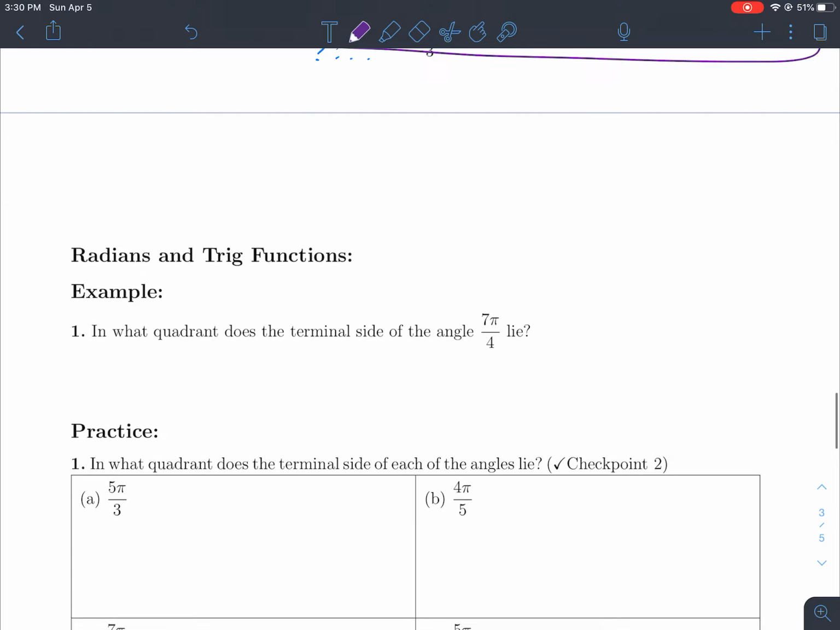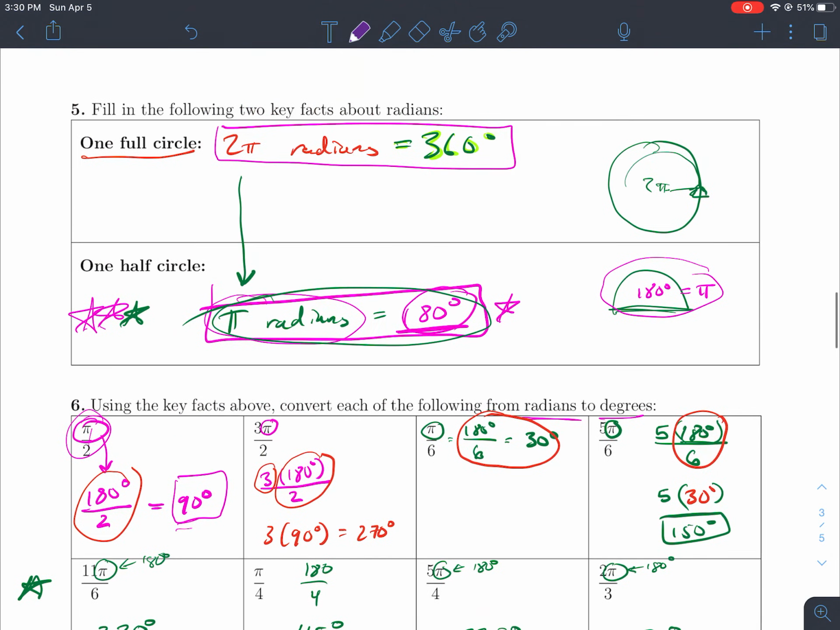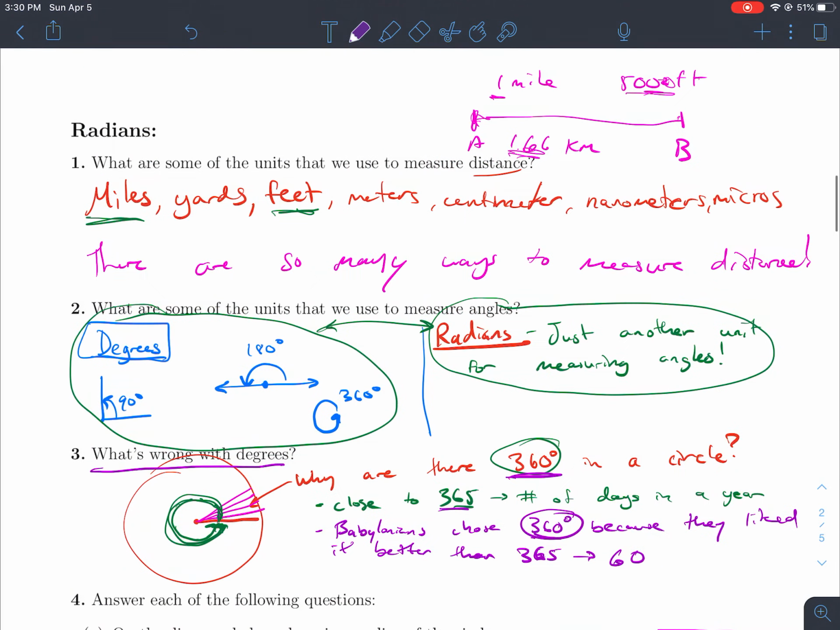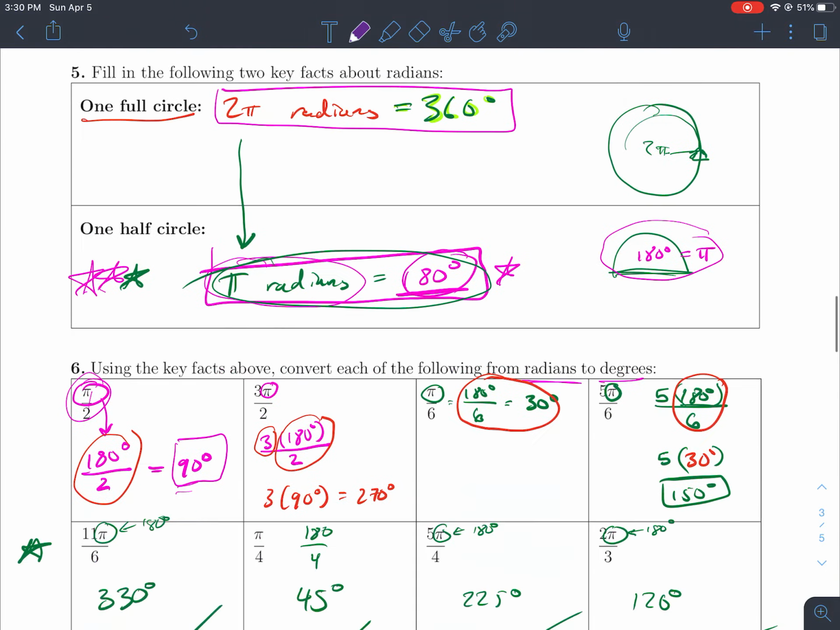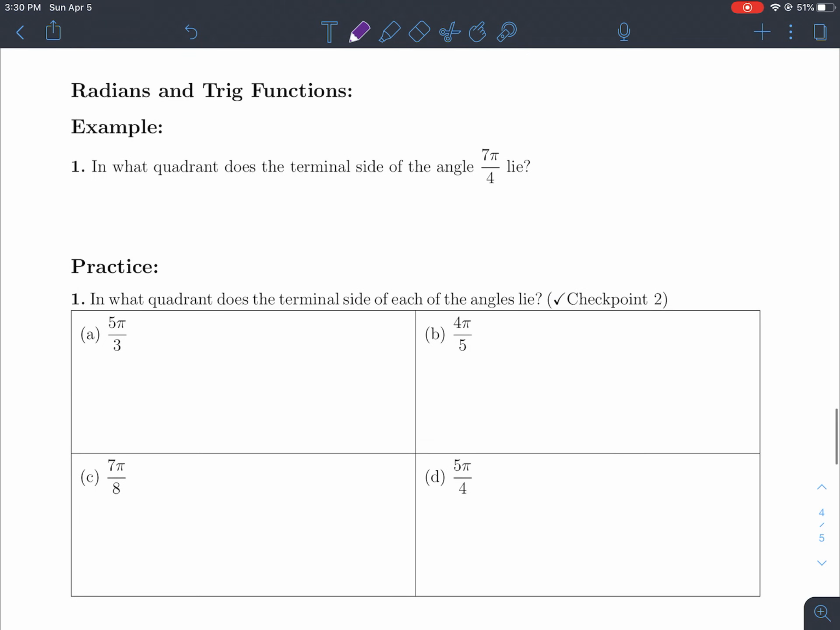So continuing on, a natural question to me would be, we've got these 2 different ways of measuring angles. We're really good with degrees. Radians are pretty new to us. Can we do all the same stuff with radians as we did with degrees? And it turns out, yeah. Because they're measuring the same thing, just the size of an angle, you can do all the same stuff.